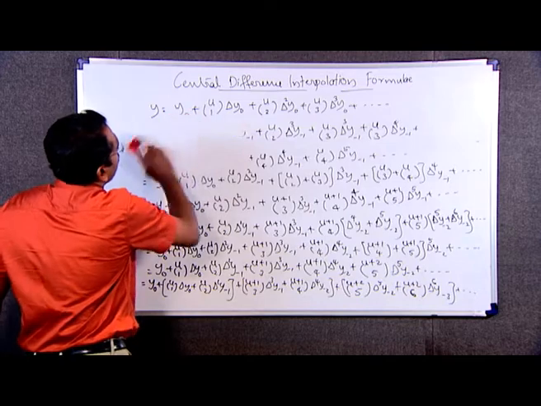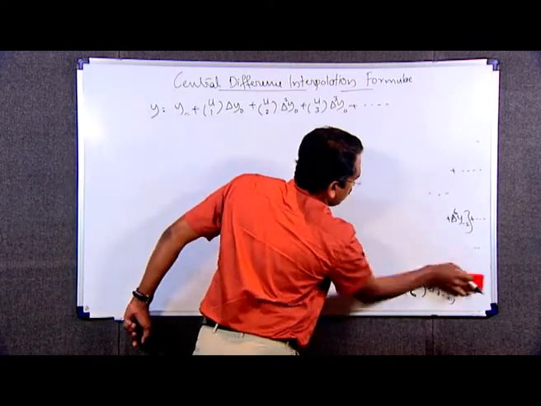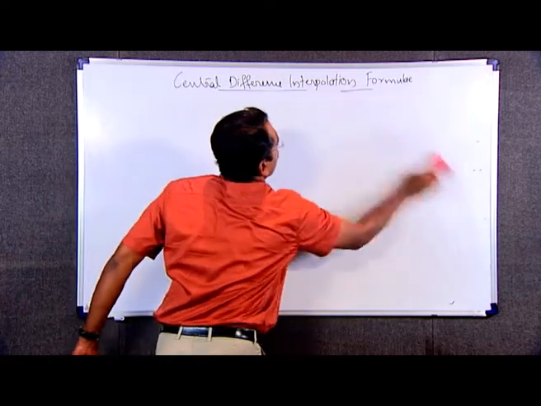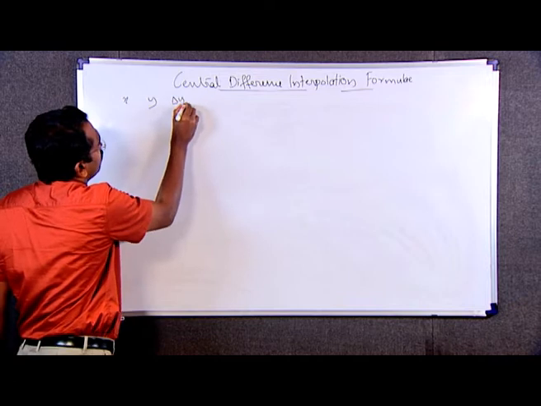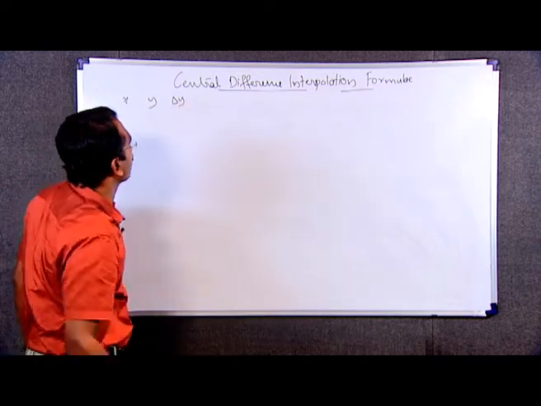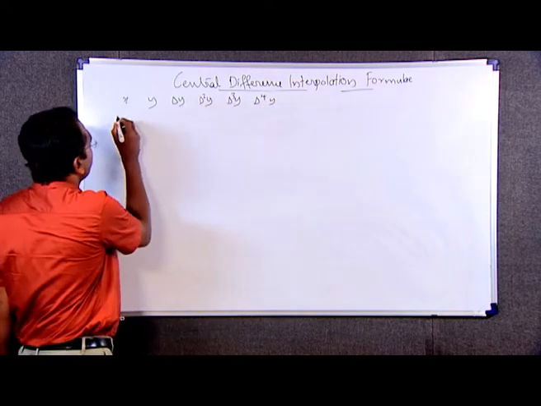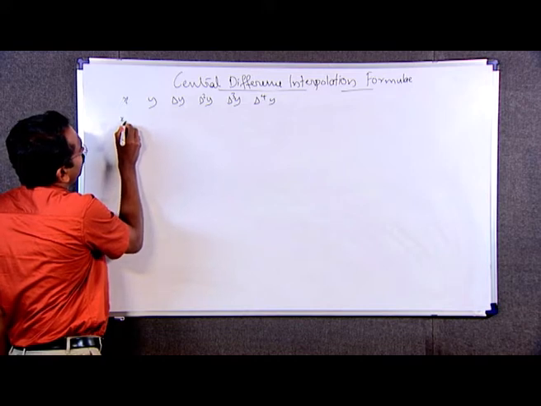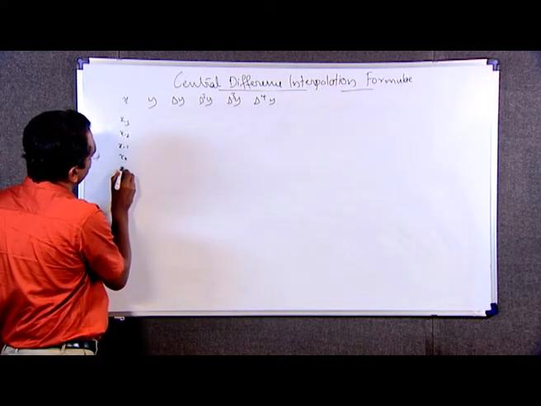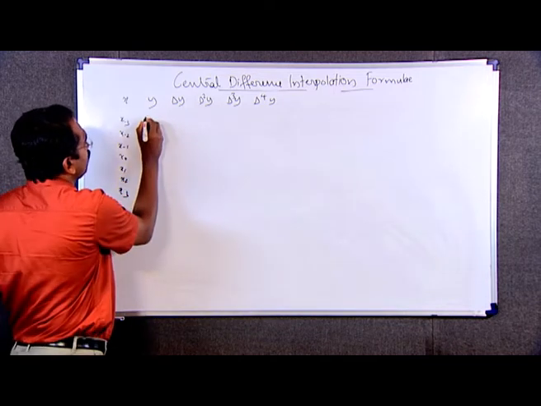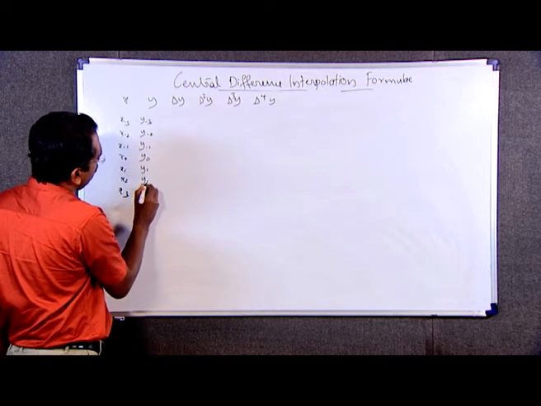Now, let me observe the difference table. As x, y, the first order difference delta y, delta square y, delta cube y, delta raised to 4 y, etc. The values of x are x minus 3, x minus 2, x minus 1, x naught, x1, x2 and x3. The corresponding y values are y minus 3, y minus 2, y minus 1, y naught, y1, y2 and y3.